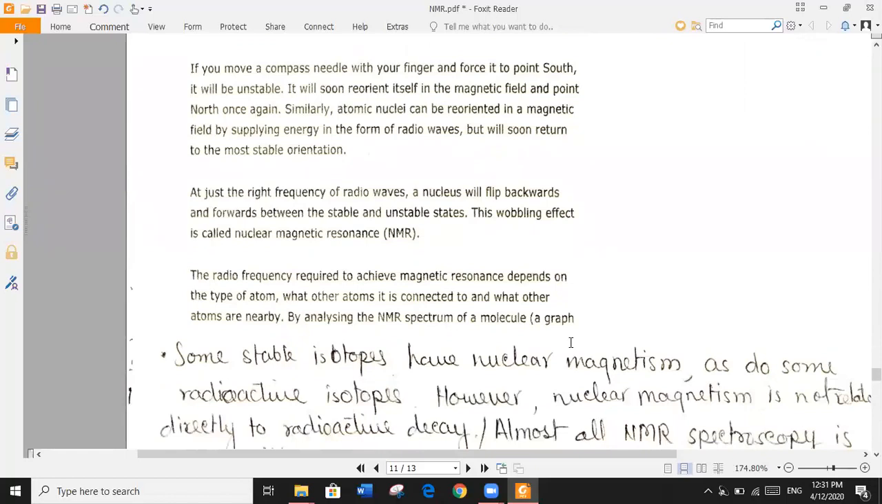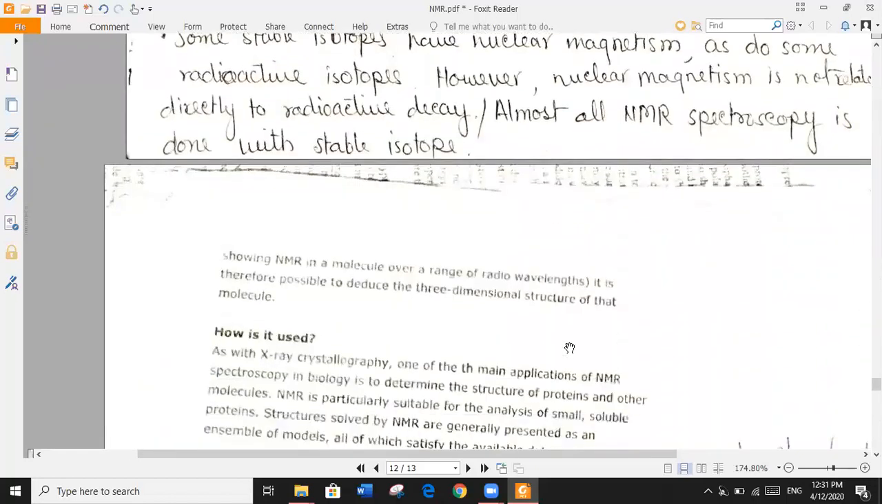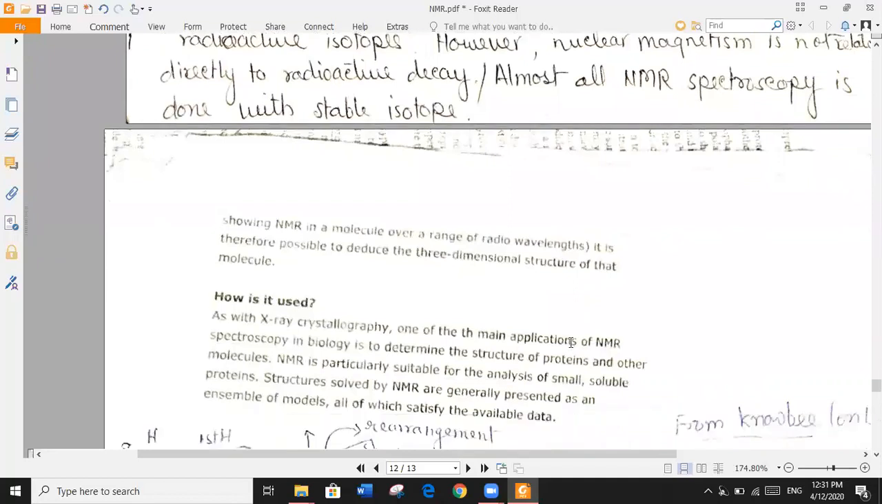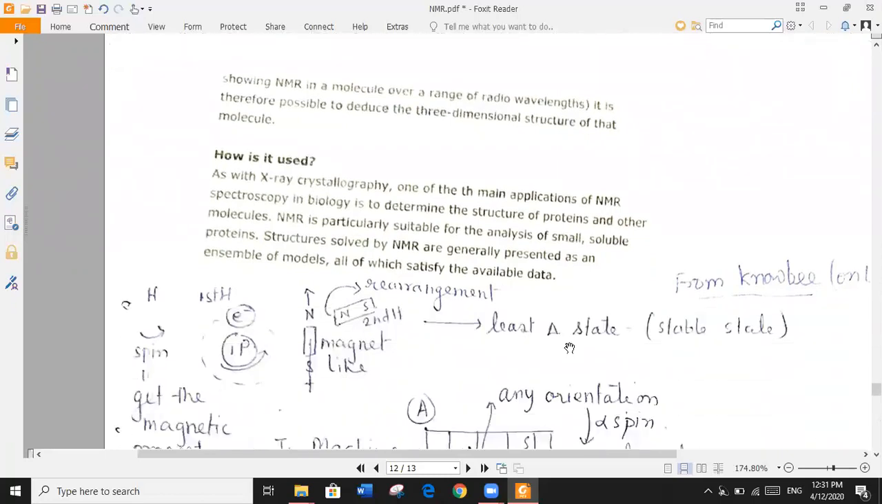By analysis of the NMR spectrum of a molecule, a graph showing NMR in a molecule over a range of radio wavelengths, it is therefore possible to deduce the three-dimensional structure of that molecule.